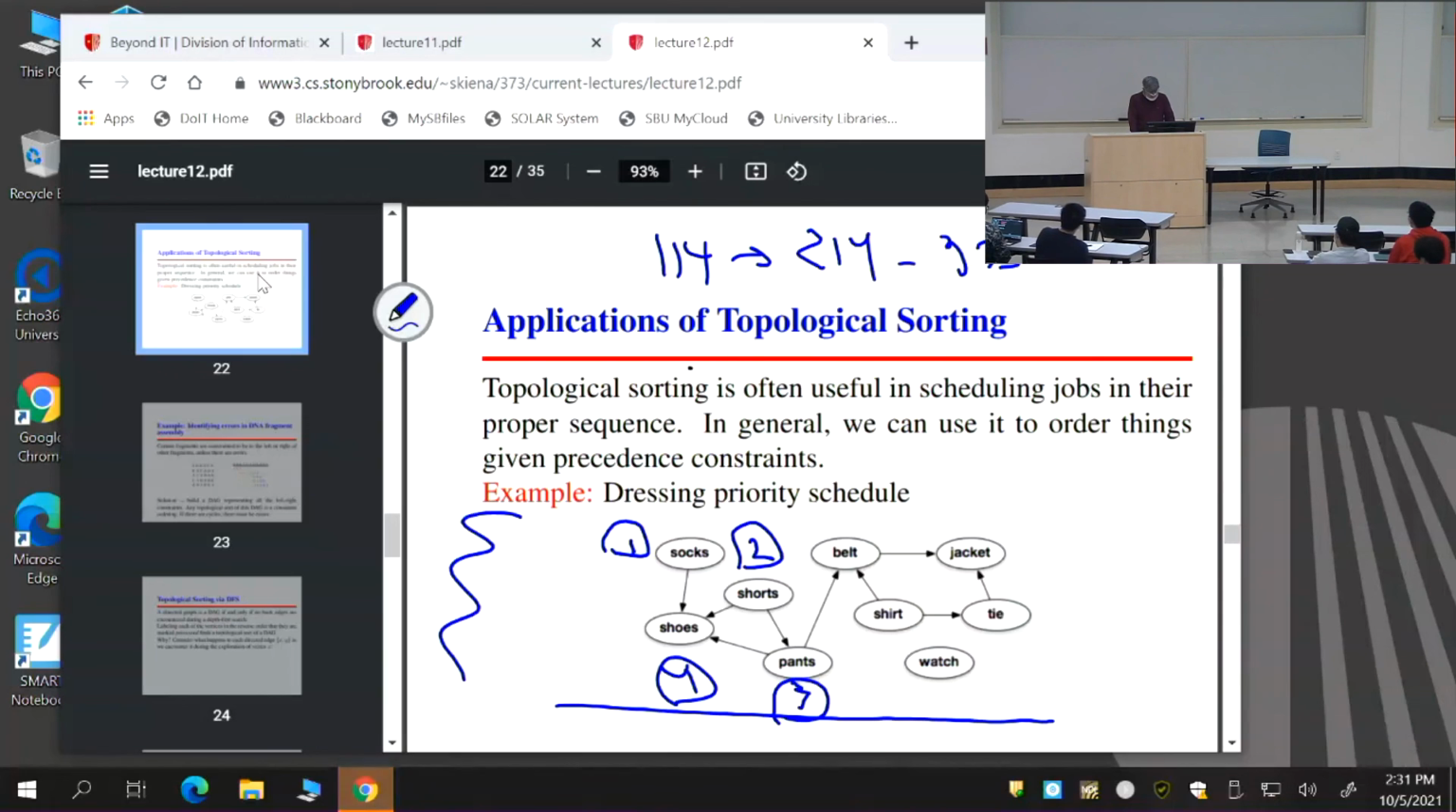According to this, what else can I put on? I could put on a shirt. I could put on my watch. Once my shirt's on, maybe I can put on my tie. Once I have my tie on and my shirt and pants are on, I can put on the belt. Once that's done, I can put on my jacket. Okay? Any questions about that? Does everybody see that there is a precedence constraint here? Does everybody see that there are multiple orderings that can be used?